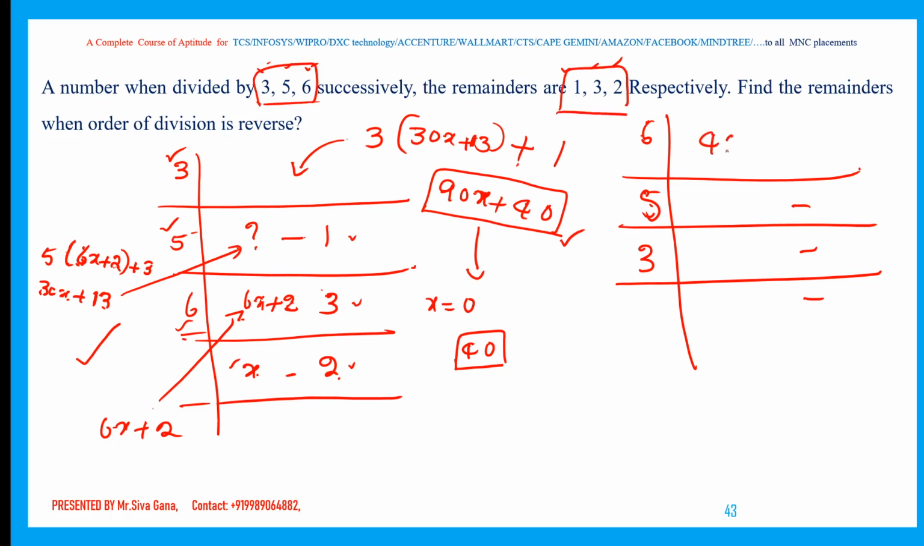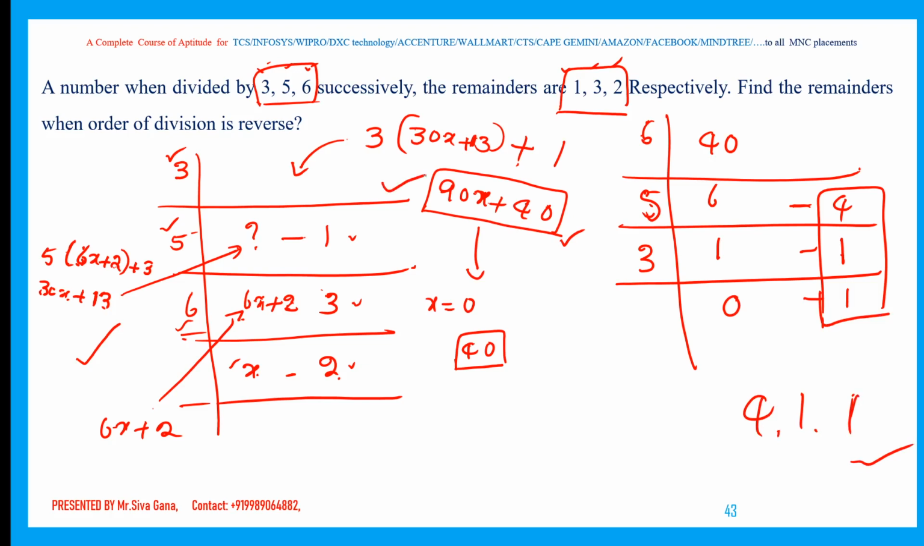Now, 40. 6, 6 are 36. Remainder is 4. 5, 1s are 5. Remainder is 1. 0, 1. Therefore, the remainders are what? 4, 1, 1. That's it. This general number calculation is the main thing, right?